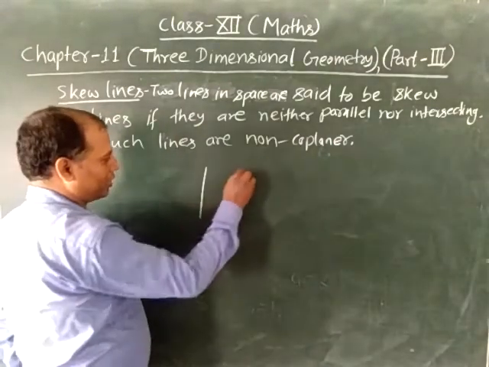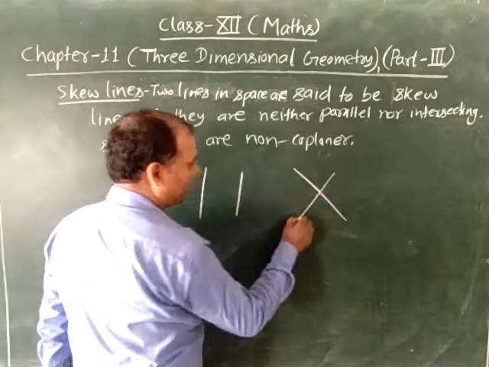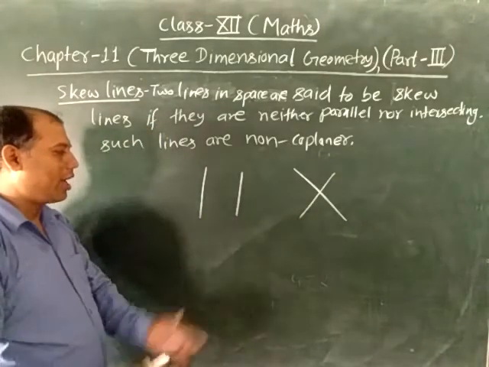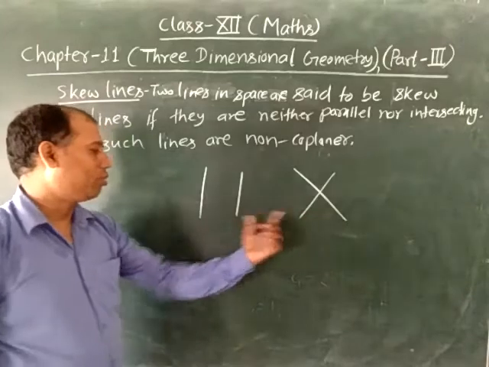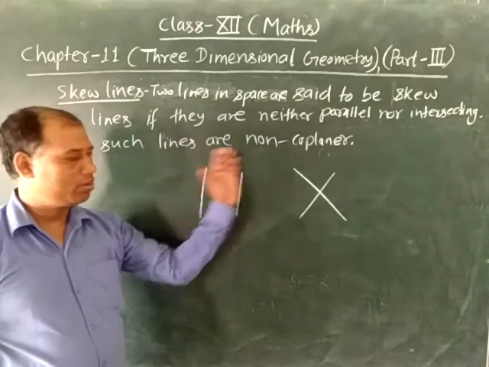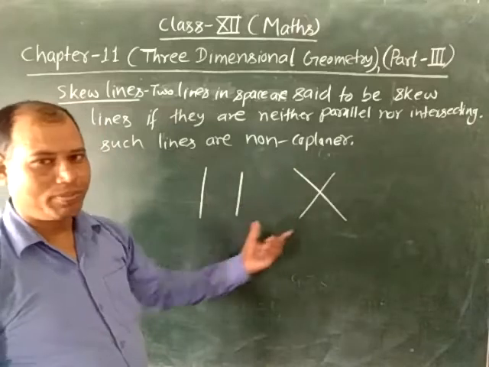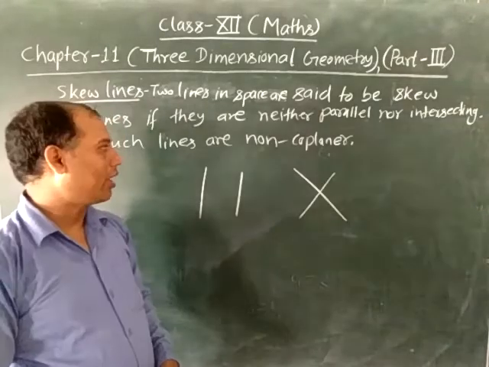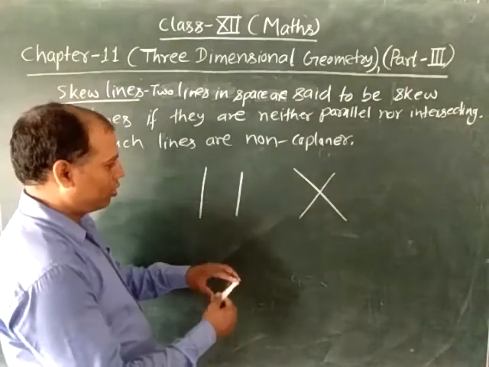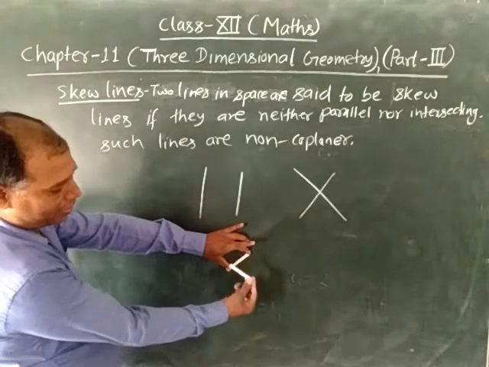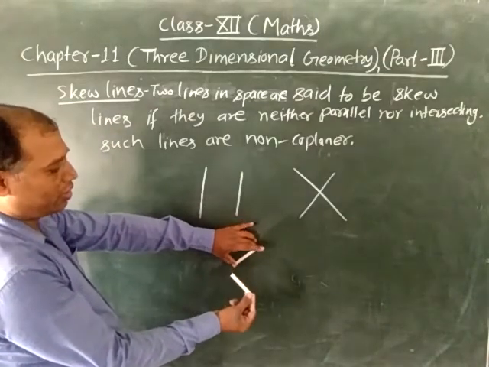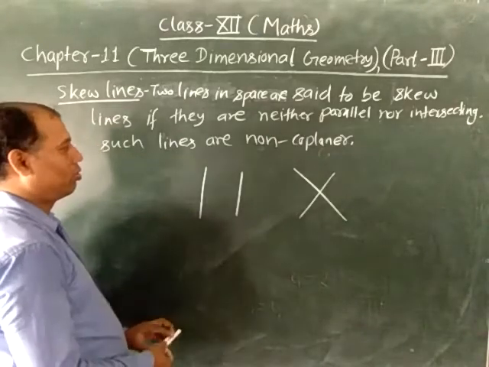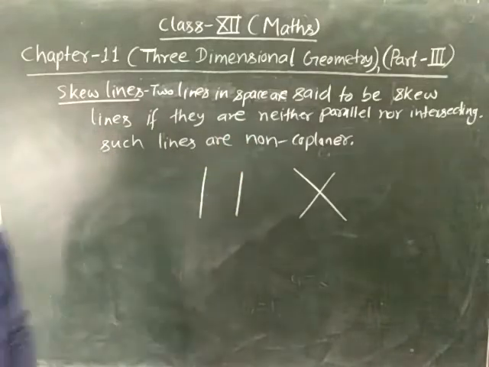Suppose that these two lines are parallel and these two lines are intersecting. In both of these two cases, the lines are either parallel or intersecting. In both cases, the lines lie in a plane of the board. If suppose that the lines do not lie in the plane of board, then the lines are said to be non-coplanar. Suppose that one line is this and another line is such like this. This is in the plane of the board and this line is in a different plane. So skew lines are non-coplanar. It is clear, students?